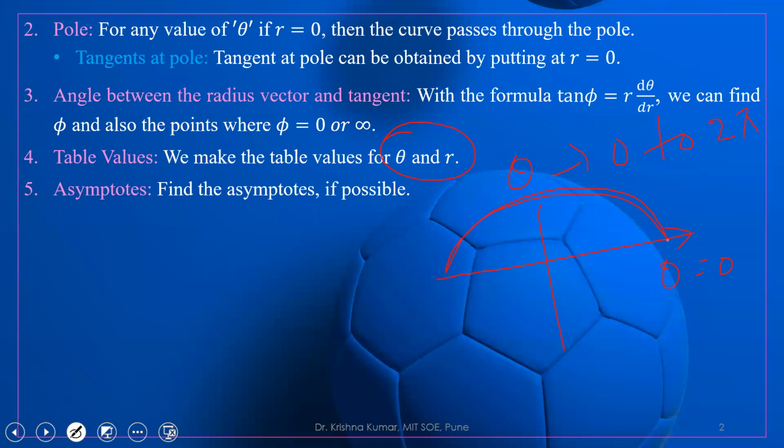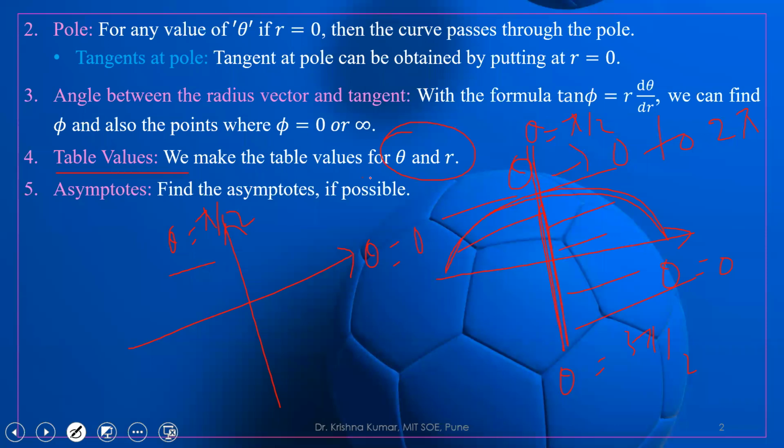If the curve is symmetric about the line θ = π/2, we take the angle between θ = π/2 and θ = 3π/2, on one side only. If the curve is symmetric about both lines, the initial line as well as the line θ = π/2, we only trace the curve from θ = 0 to θ = π/2.